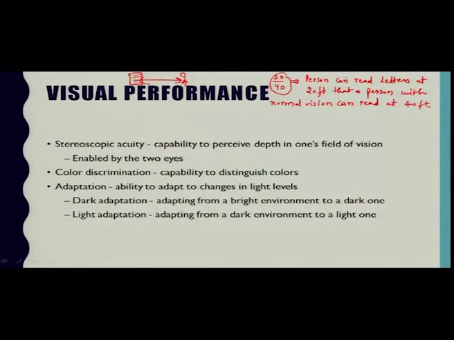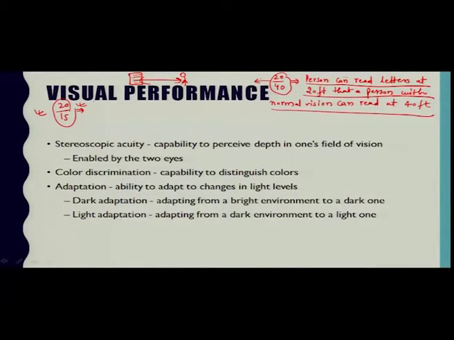So in the similar way, if like 20 by 15 is coming, so it is better than the normal vision. It means that an individual can read letters at 20 feet that a normal person can read at 15 feet. So the same kind of principle lies here for the 20 by 15 as an explanation.